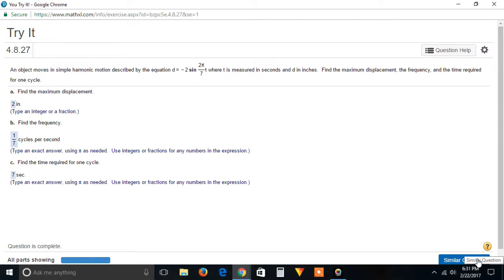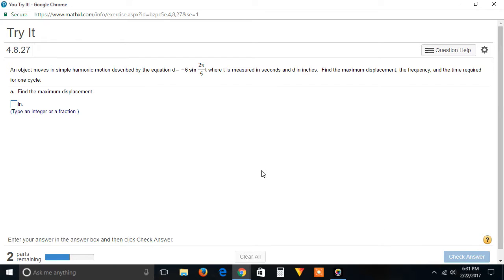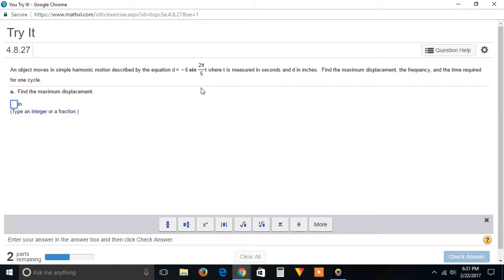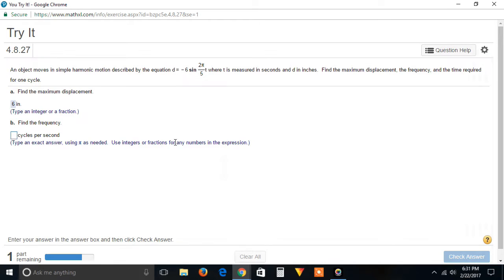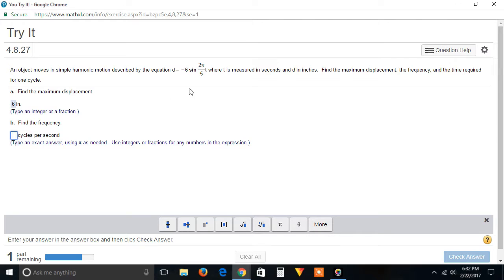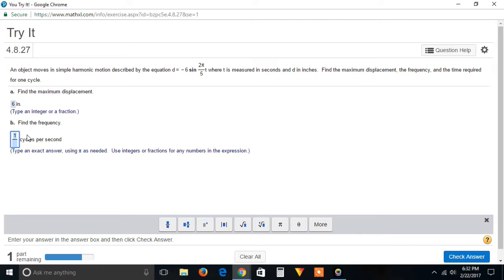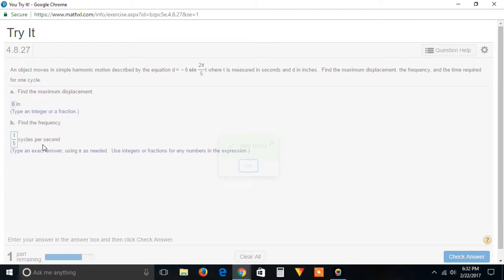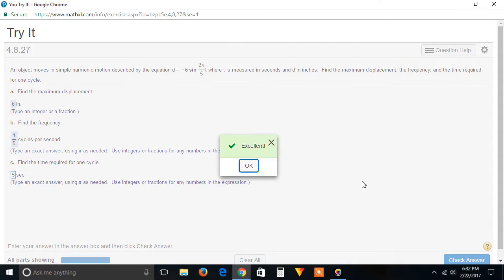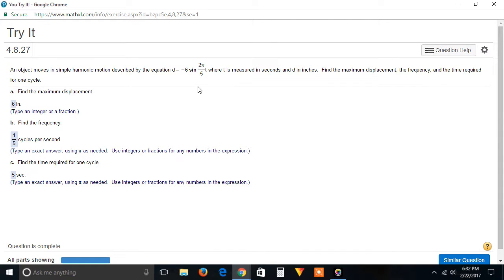We can try another by clicking on similar question near the bottom. This one has a value of -6 before the sine. That's an absolute value, so it is 6 inches as the displacement. The frequency, well, 2 pi up top again, so I know I'm going to have the 2 pi down below. That means it's 5 seconds for the full cycle, and 1/5 of a cycle per second. And we can automatically fill in the 5 down below.